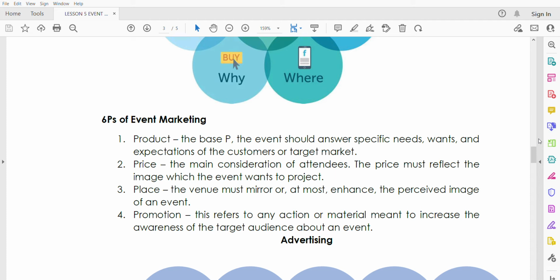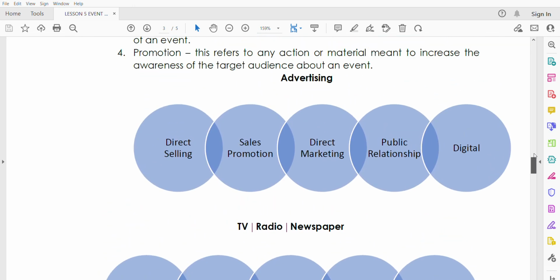Then we have promotion. This refers to any action or material meant to increase awareness or to inform your target audience about your event. So pwede ka mag-advertising. You can use the following approaches. Na-discuss na nato ni siya during your OJT. You just have to put those approaches in the event perceptions.